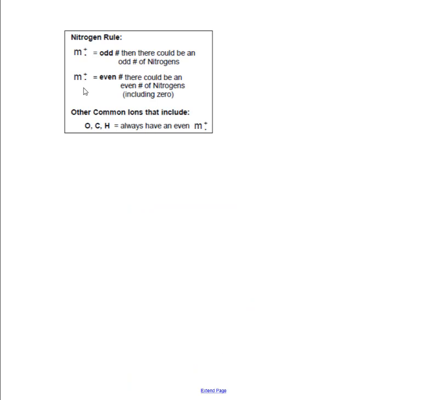So essentially what we're trying to say here is this. If you have an M plus that's odd, then that means that you have an odd number of nitrogens. If you know there's a nitrogen in your formula, then it's an odd number of nitrogens, so it's 1 or 3 or so on. If you have an even M plus, and you know that you have a nitrogen in your formula, like they tell you there's a nitrogen or somehow you figure it out, well, then it has to be an even number of nitrogens. So 2, 4, 6, 8, 10, but even 0 is considered even.